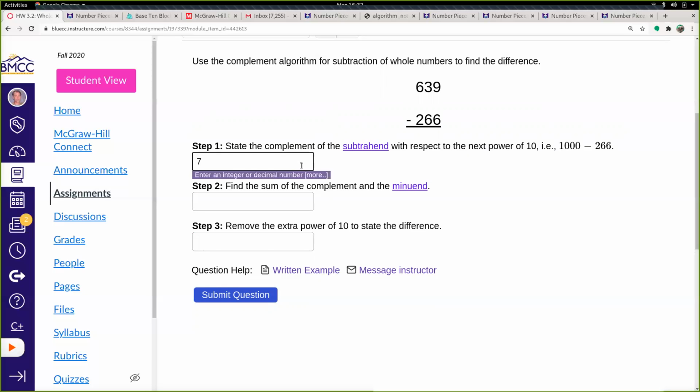For the 6 in the middle, I want to make a 9, so I need a 3. And then the last 6, the 1's digit, that has to make a 10, so I would need a 4 there. So 734 is the complement of 266.